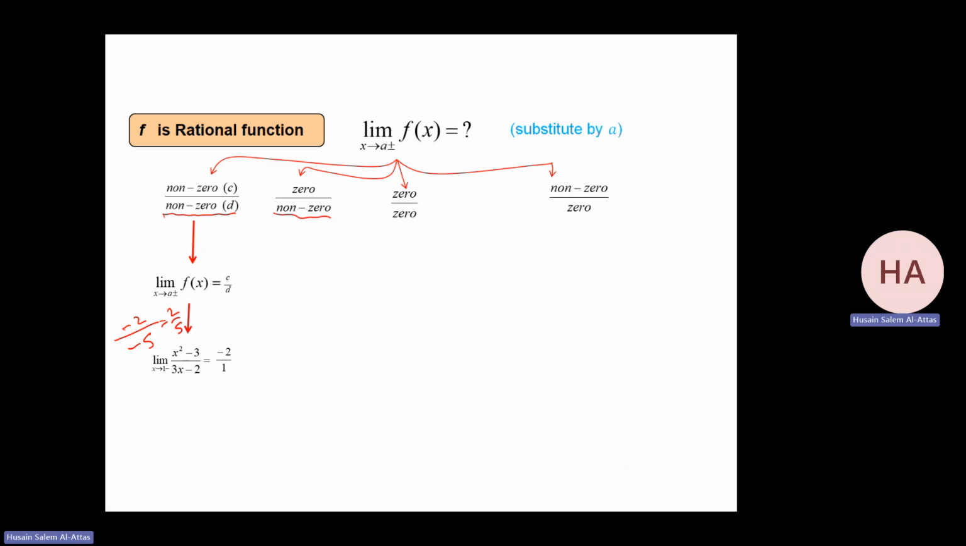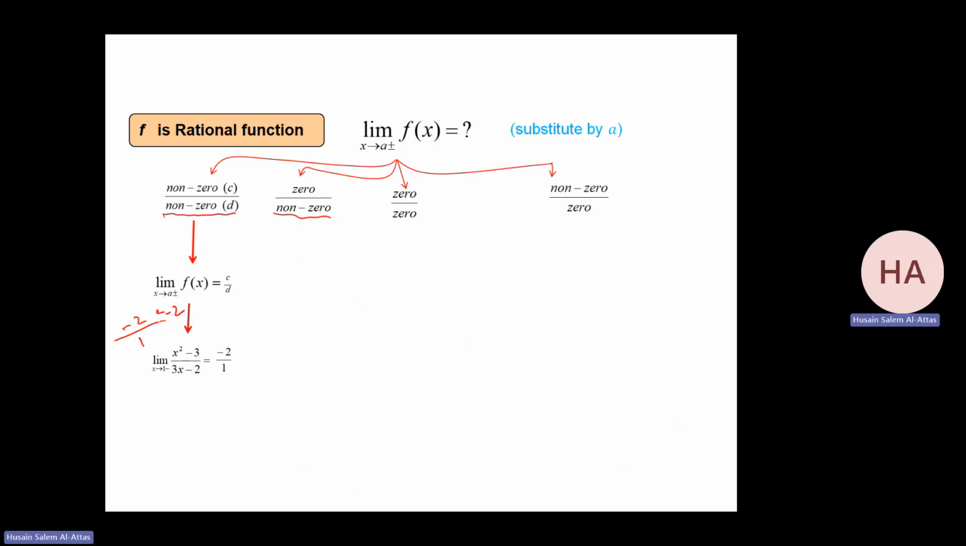Sorry, in the numerator it is 3 minus 2, which is 1. Sorry for that. So it will be minus 2 over 1, which is minus 2. So that will be your answer.